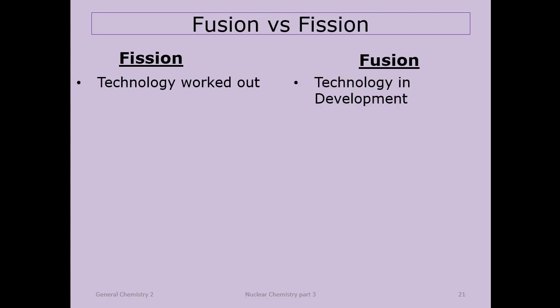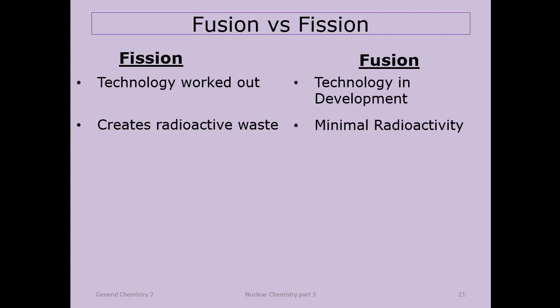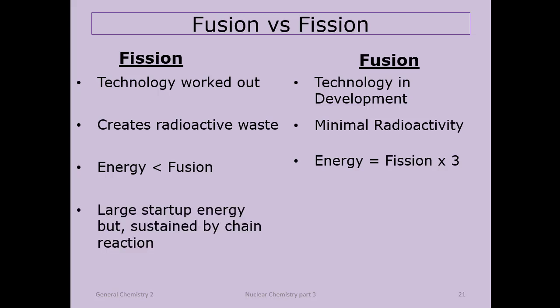So just in summary, when you start to compare fusion to fission, the technology's worked out. Fusion, the technology's in development. The problem with fission creates radioactive waste. Fusion, minimal radioactivity, and what radioactivity is there is actually harvested to create energy. It creates radioactive particles, but it doesn't really create radioactive isotopes in a waste sense. Obviously, the energy is less than fusion on this side, and keeping in mind that the energy in the fusion reaction is, I have 3, but it could be anywhere from 3 to 4 times what's created in fission.